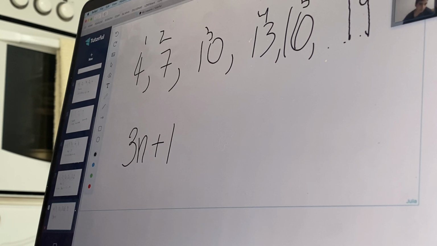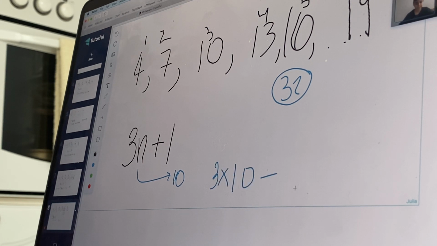So we said instead of n, you put 10, because we were interested in 32. We know that 3 times 10 plus 1 is very close to 32, it's 31. So we know that 31 is in the sequence because that's going to be the 10th term. As you said, it's the 3 times tables plus 1, isn't it? So it's shifted the 3 times tables by 1.